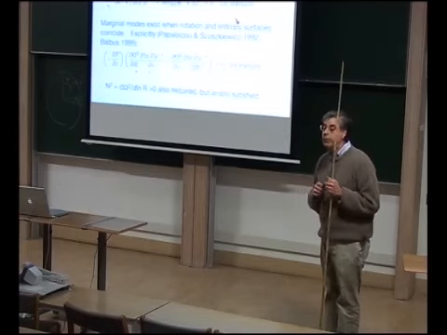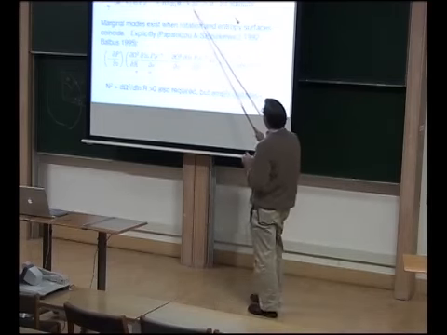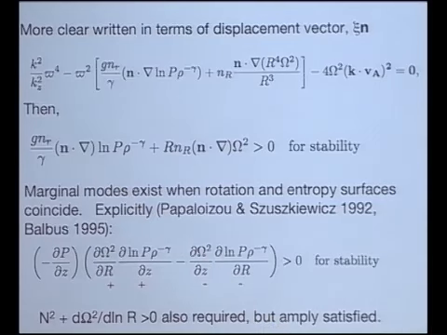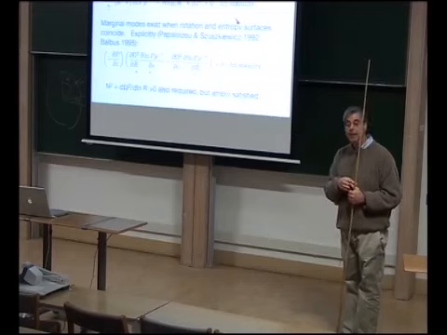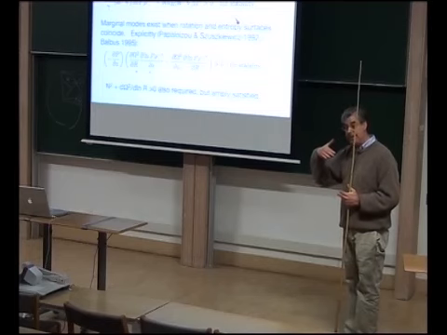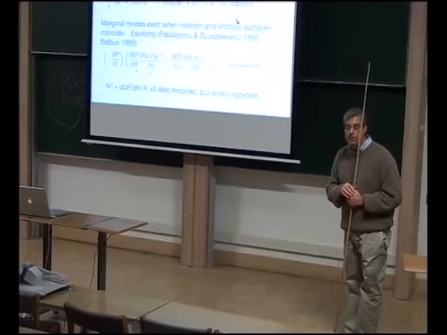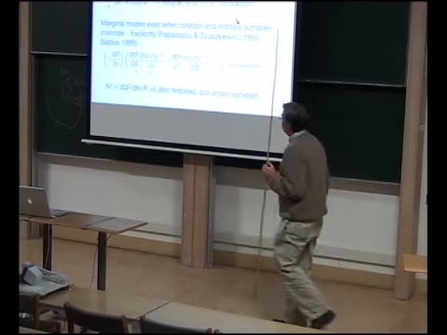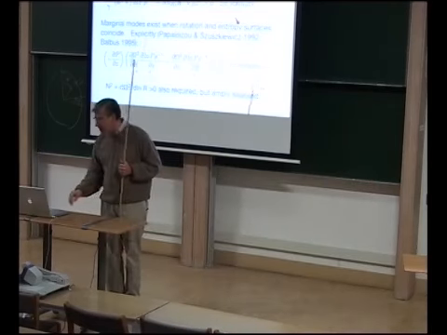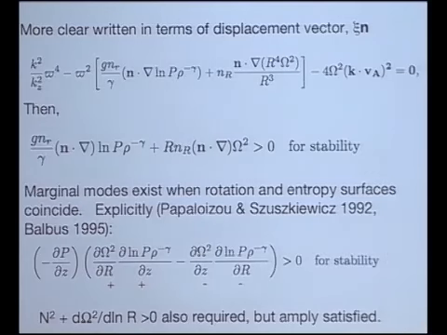And you can now see why it is, I think, intuitively, that when you're at marginal stability, the angular velocity and the entropy surfaces have to coincide with one another. You need to have n dot grad vanish simultaneously in order to get this marginally stable response. And basically a disturbance in a plane of constant omega, if it coincides with a plane of constant s, will give you this marginally stable response.